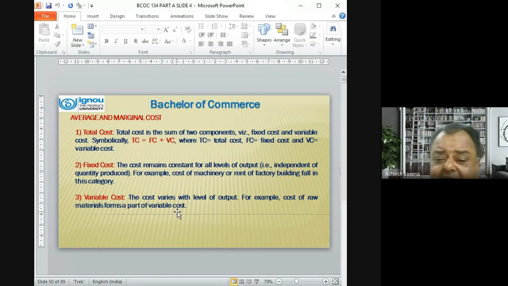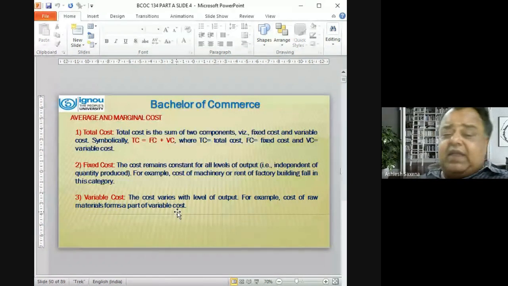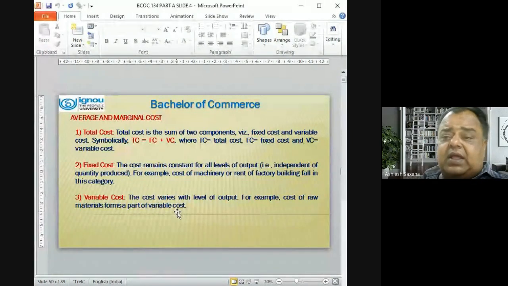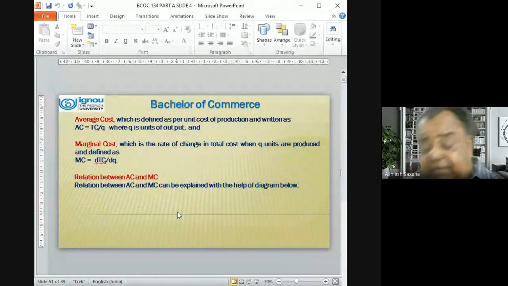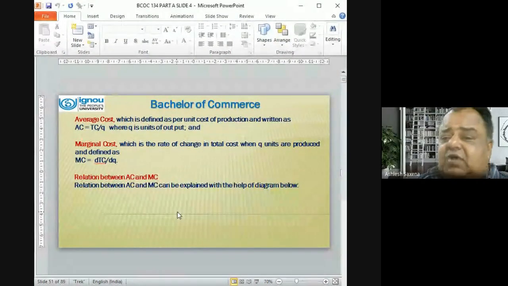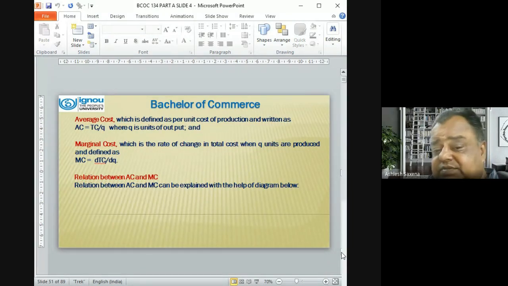Second one is variable cost. The variable cost varies with the level of output. For example, cost of raw material forms a part of the variable cost. Average cost is total cost divided by total number of units produced, that is TC by Q. Marginal cost is the rate of change in total cost, that is dTC upon dQ.